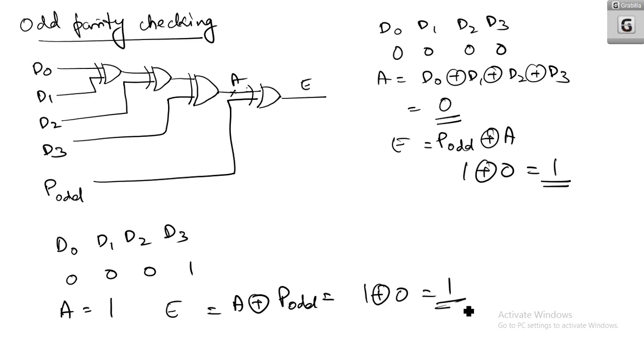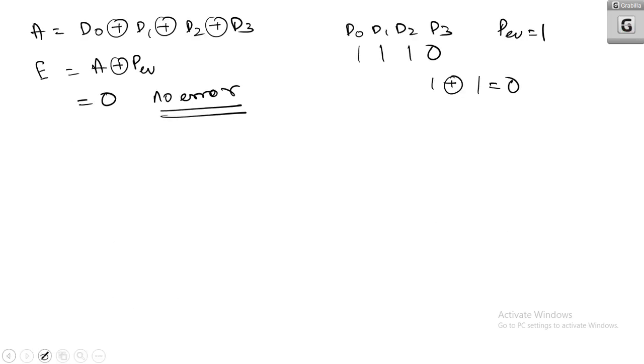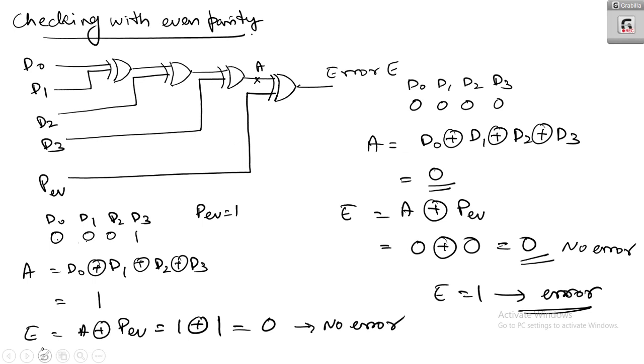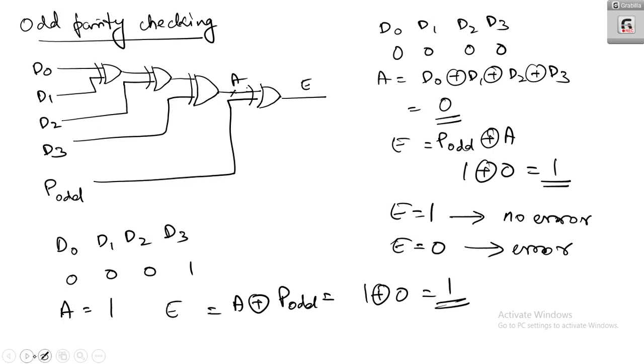That is 1. So in odd parity checking, what we can see is that when E is equal to 1, it means that there is no error, whereas when E is equal to 0, the incoming data is errorful. In the case of even parity checking, it was the other way around. When E is equal to 0, there is no error, whereas when E is equal to 1, it becomes errorful. Whereas in odd parity checking, when E is equal to 1, there is no error, and when E is equal to 0, it is errorful.